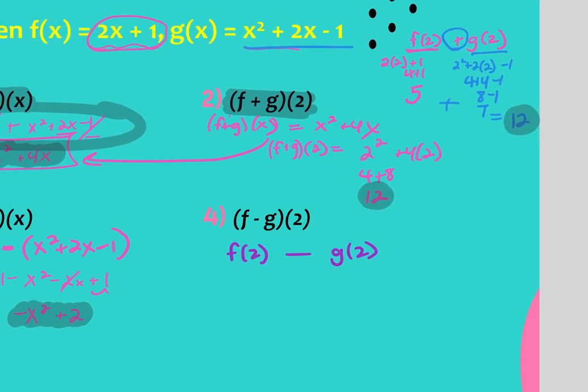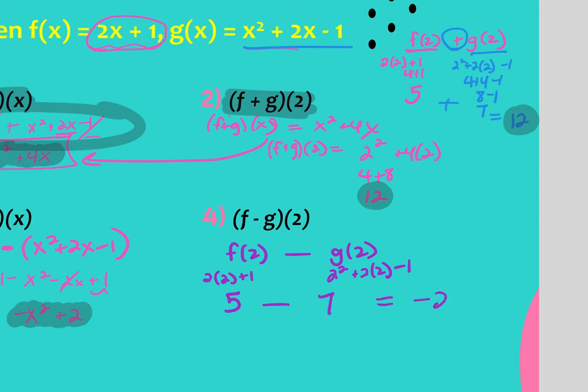So we already found f of 2, but if I didn't, it would be 2 times 2 plus 1, which is 5. We already found g of 2, but if we didn't, it would have been 2 squared plus 2 times 2 minus 1, which is 7. And then I do 5 minus 7, which is negative 2.